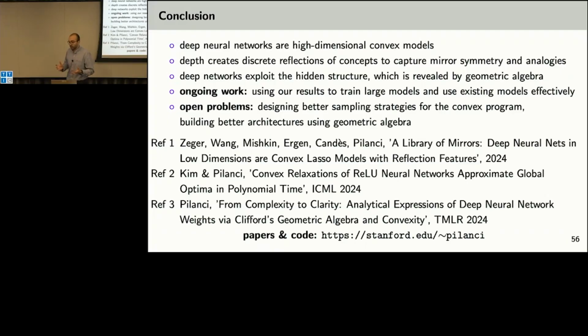And there are lots of open problems. One is I would like to build a better foundation for neural network interpretation and training using this kind of new algebra. And also, these problems are going to be very high dimensional, especially when you have reflections of reflections, with tons of optimization variables. Better sampling strategies and identifying the important optimization variables will be really required.